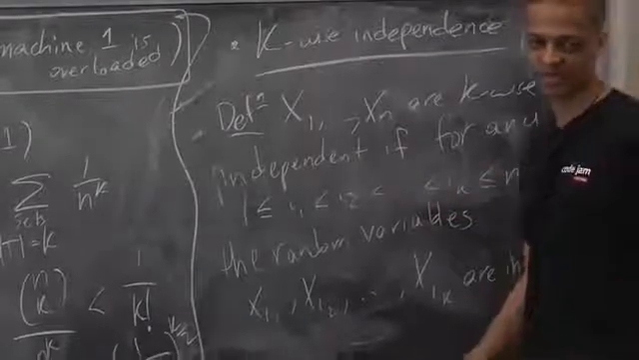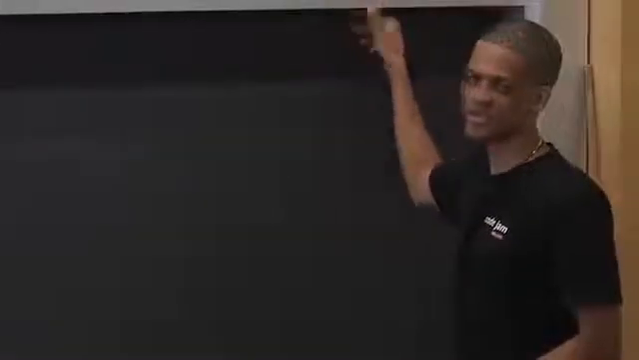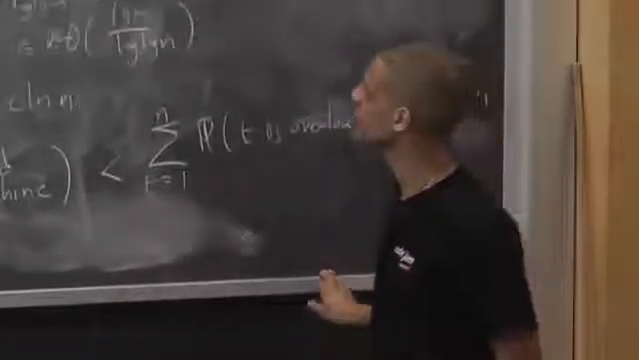What's an example of something that's k-wise independent but not independent? Who's seen k-wise independence? Just so I have a sense. Okay, about half.